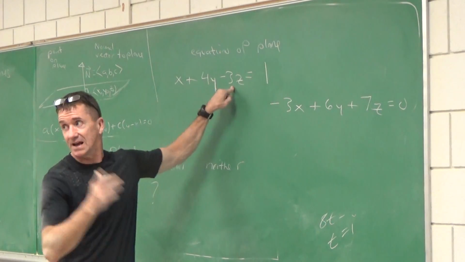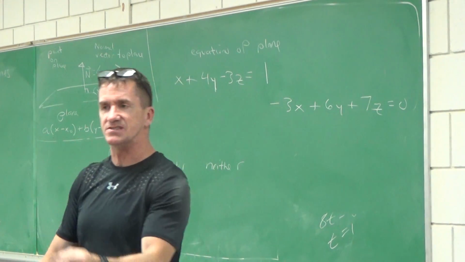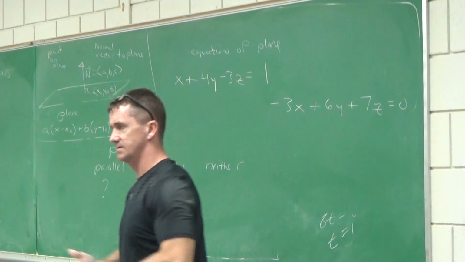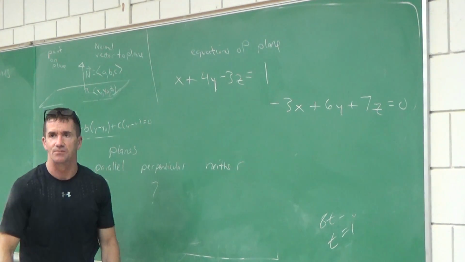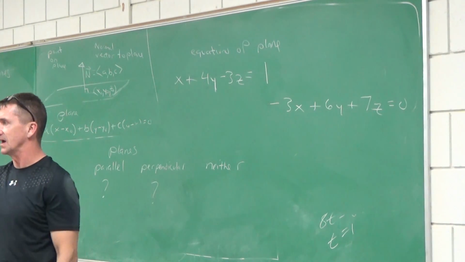Take 1, 4, -3 as a vector. The -3, 6, 7 is a vector. Dot them, and if it comes out to be 0, those two planes are perpendicular. Right? You've got this wall hitting this wall, or the floor. Floor perpendicular to that wall, right? Aren't those two planes? Excellent.